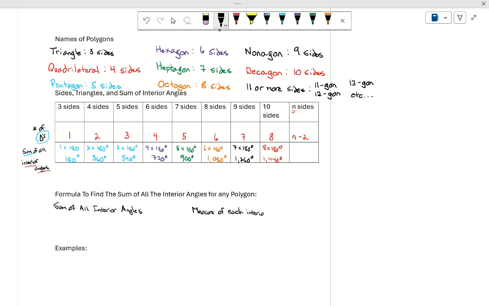Okay, so let's go to the first formula, the sum of all the interior angles. How do we find it? Let's go back to our chart here. We take the number of triangles. Let's go to this last column when we had n sides. We take the number of triangles, which is n minus 2, and then we multiply that with 180 degrees. That's the formula to find the sum of all interior angles.